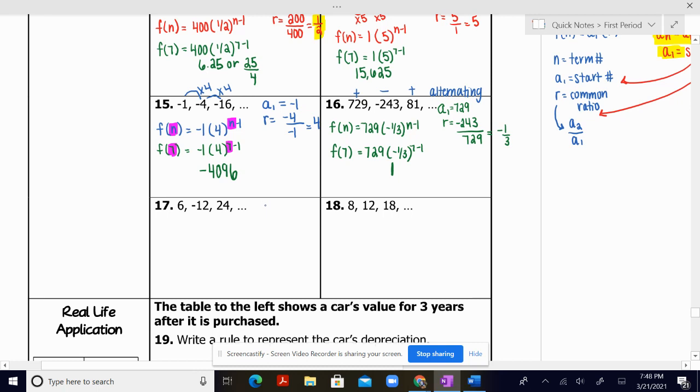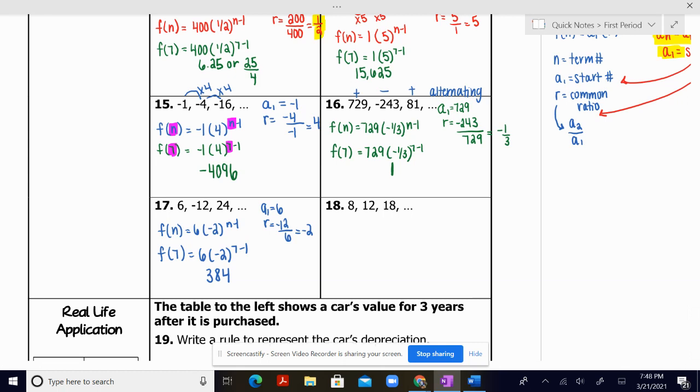All right? Going to number 17, a sub 1 is equal to 6. R is equal to negative 12 divided by 6, which gives me negative 2. Plugging in, f of n is equal to 6 times negative 2 to the n minus 1. Now we're going to plug in, f of 7 is equal to 6 times negative 2, in parentheses, to the exponent of 7 minus 1, which gives us positive 384.